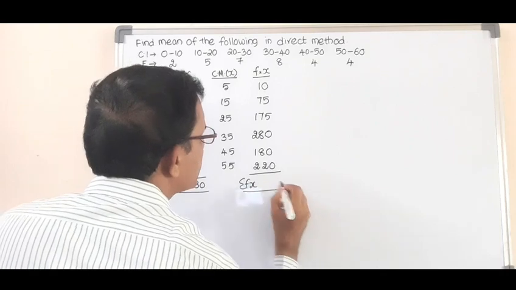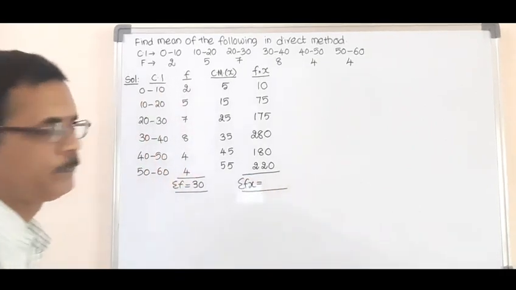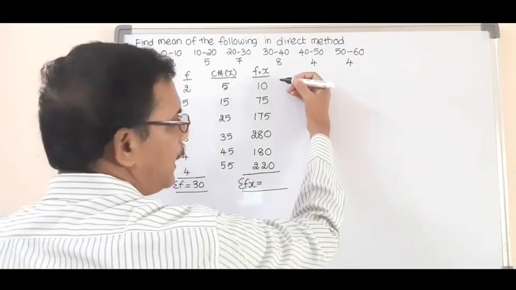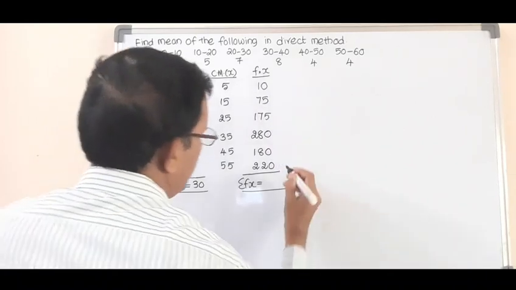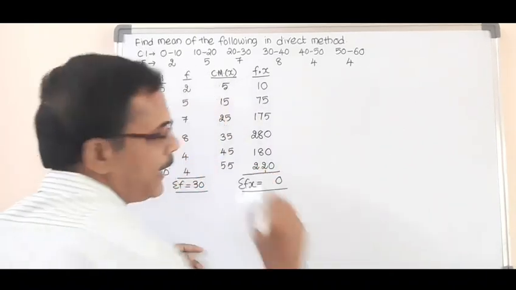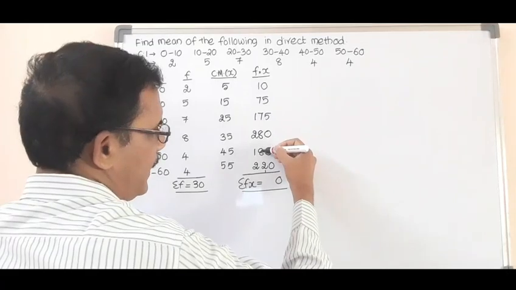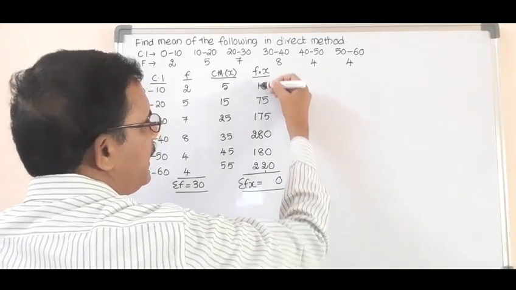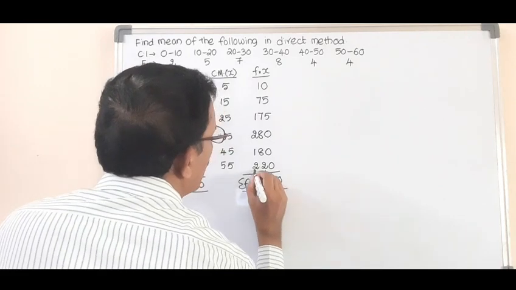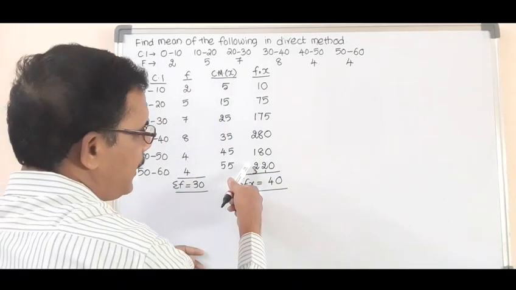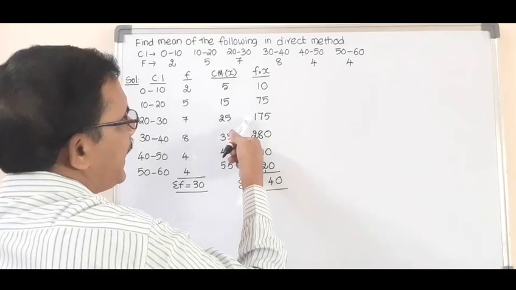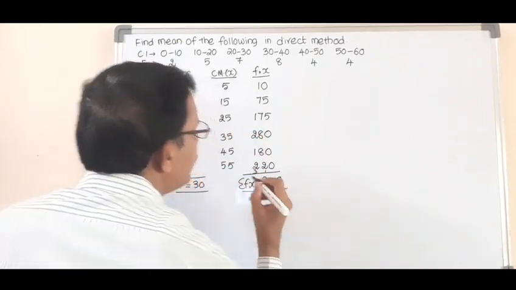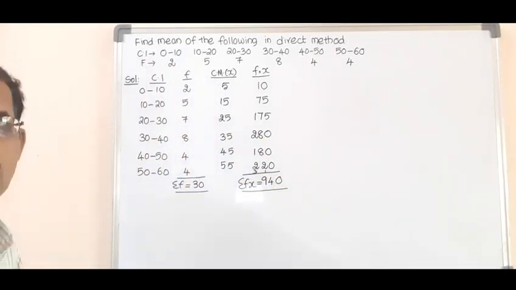Sigma fx is equal to, adding all units digits. 5 plus 5, 10. 1 is carried. 3, 11, 19, 26, 33, 34. 3 plus 2, 5, 6, 8, 9. So sigma fx is 940.